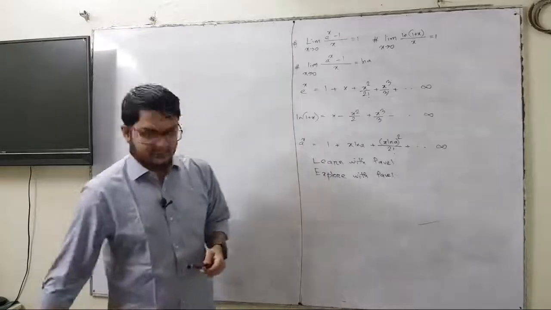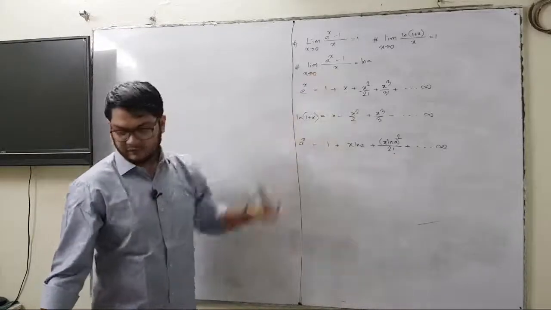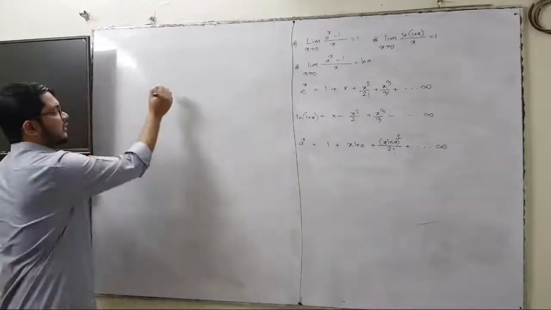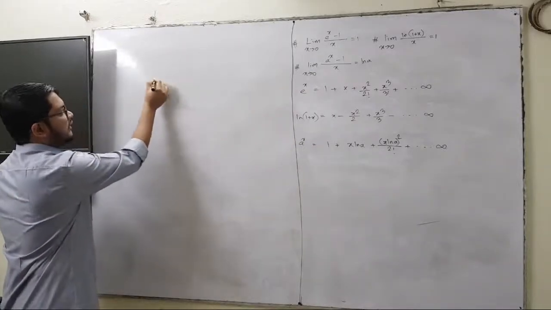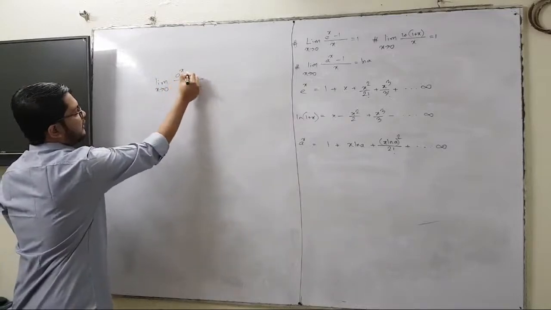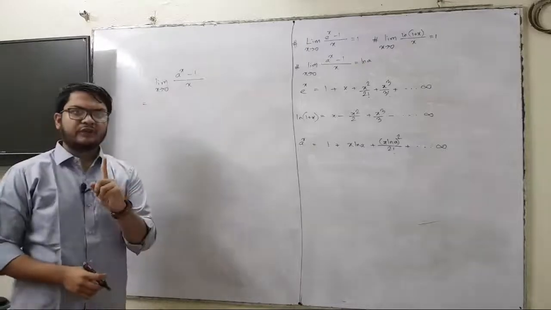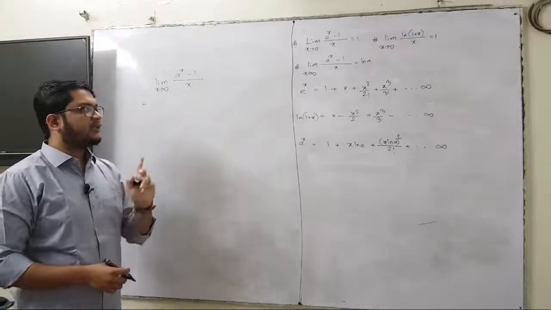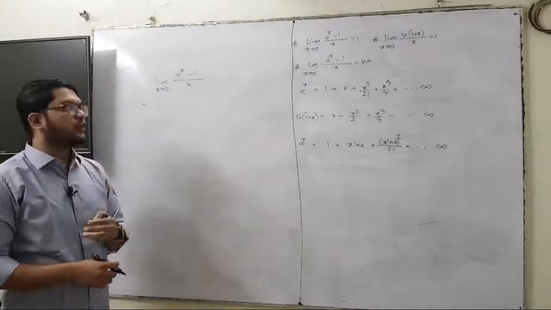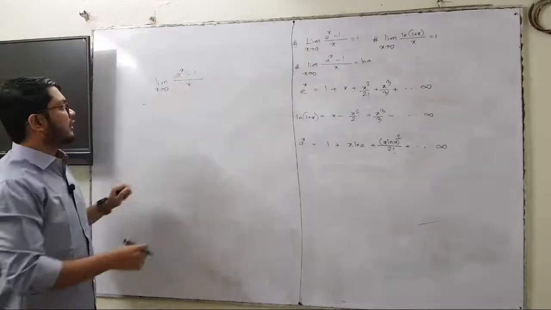Okay, so let me start with the proof. At first, let us write what is written here: limit x tends to 0, a to the power x minus 1 divided by x. If you have already seen the previous two lectures, then you know that the first thing we do here is put the expansion value of this particular term.